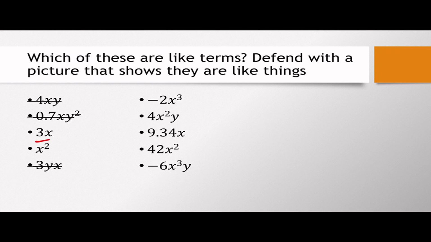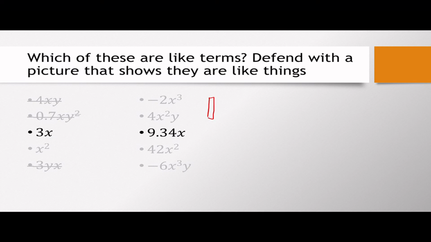The next one is 3x. I think that there's another x term here with 9 and 0.34x. Okay, so what do these look like? Remember that the x looks like sticks. Okay, so here's our 3x. We have 3 sticks, positive, so I'll keep them open. 9.34x, which would be like 9 of these sticks.